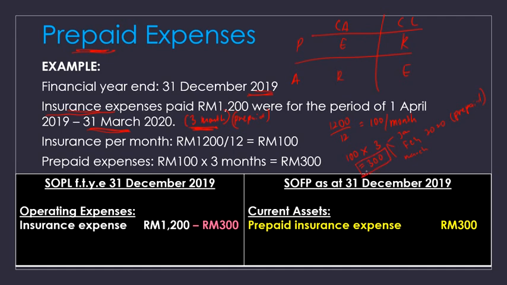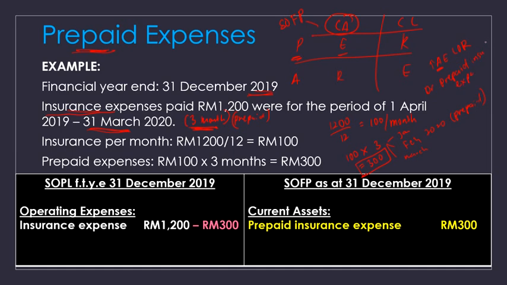So bila prepaid expenses, is it your current asset or current liability? Okay, kita check. Dia prepaid dan dia expenses. So it is your current asset. Bila dia current asset, you akan masukkan dia dalam statement of financial position. Okay, so now kita akan buat dia punya journal entry. Since dia asset, so asset increase. So you akan debit. Debit apa? Debit prepaid insurance expense.